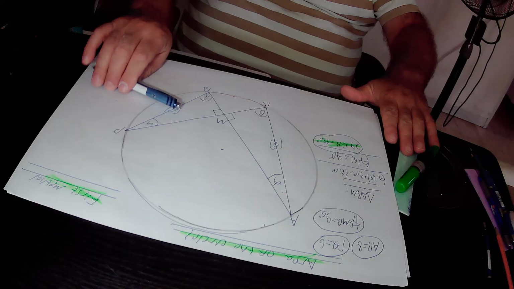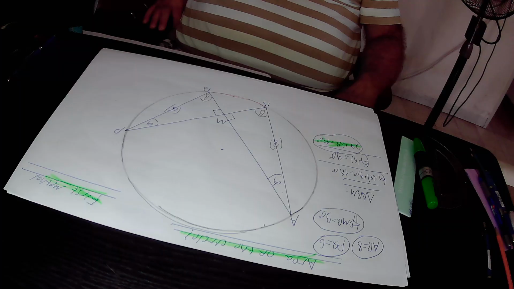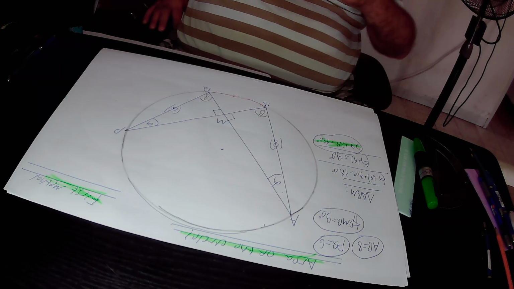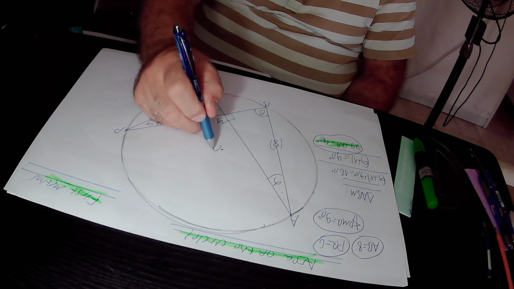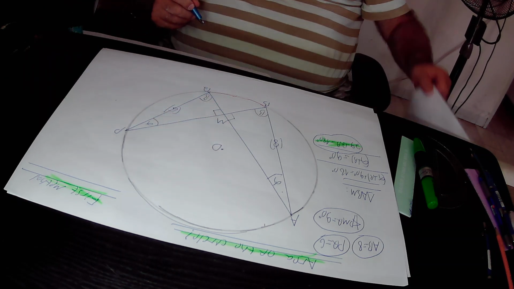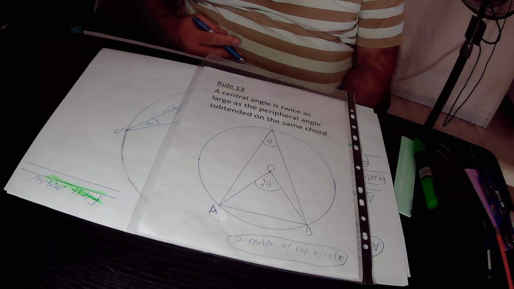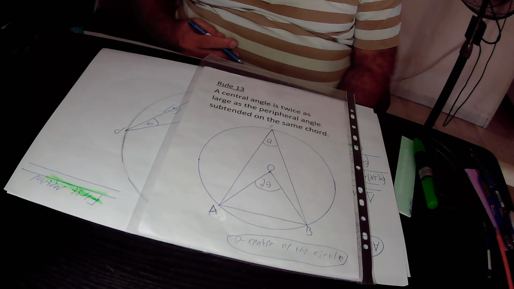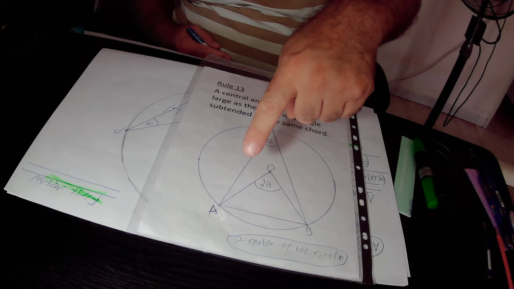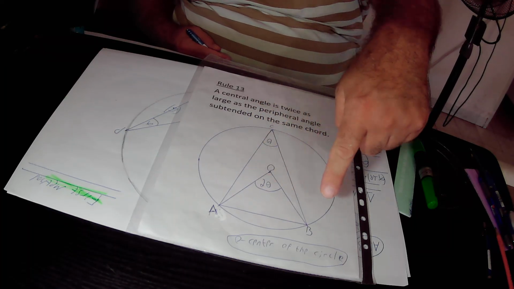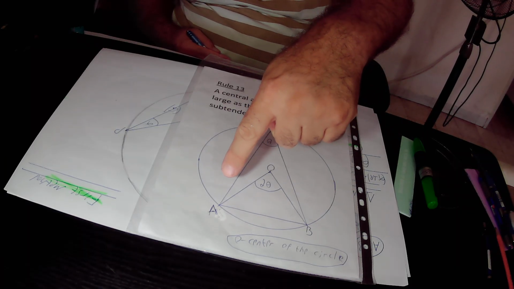In the next step, I'll present to you rule 13, and we'll implement rule 13 in our drawing, but before that, we'll define the center of this circle. This point is point O. According to rule 13, the central angle is twice as large as the peripheral angle subtended on the same chord. On the same chord or same arc, it doesn't matter. Because if it's subtended on the same chord, for example AB, it must also be subtended on the same arc, that is arc AB.